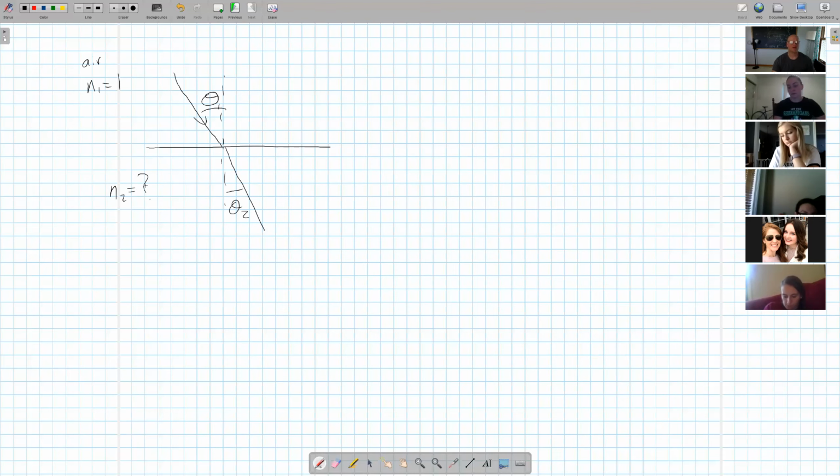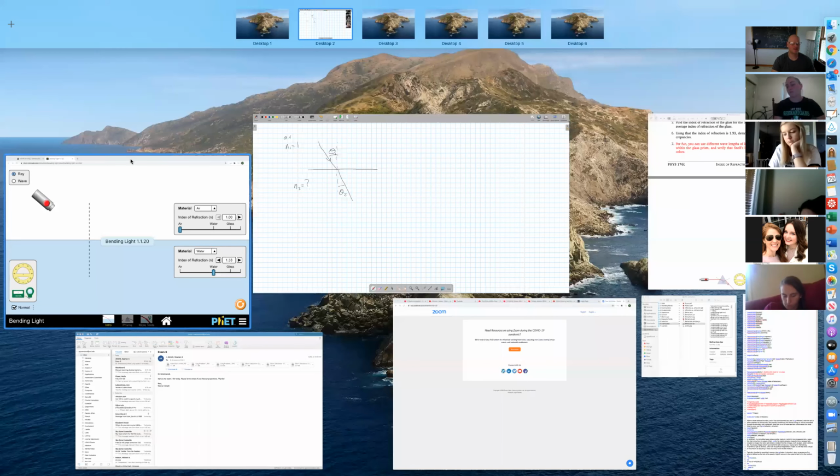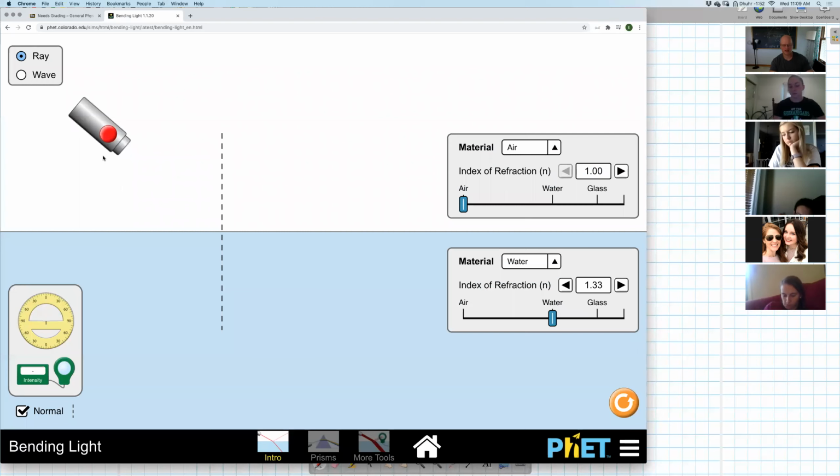Okay? So to do that, we're going to use this PHYS simulation. I just sent everybody an email a little while ago with the link for this, just in case the one in the lab doesn't work. Basically, we want to have this clicked on ray, so not wave, but ray. So we're going to draw these ray diagrams. It's going to look something like this.